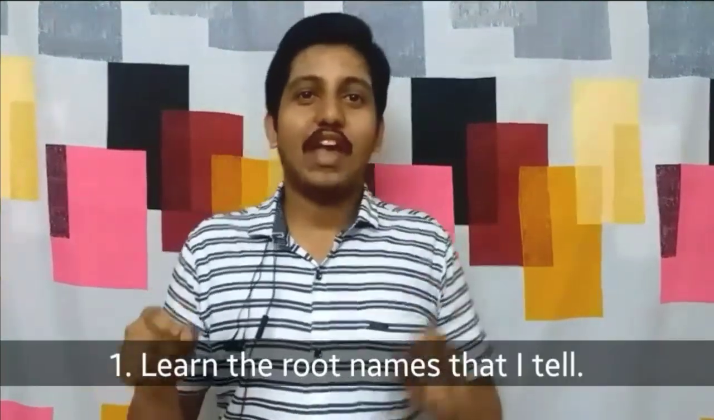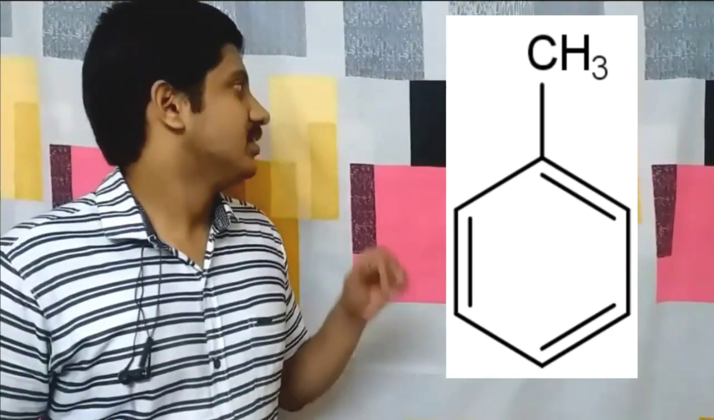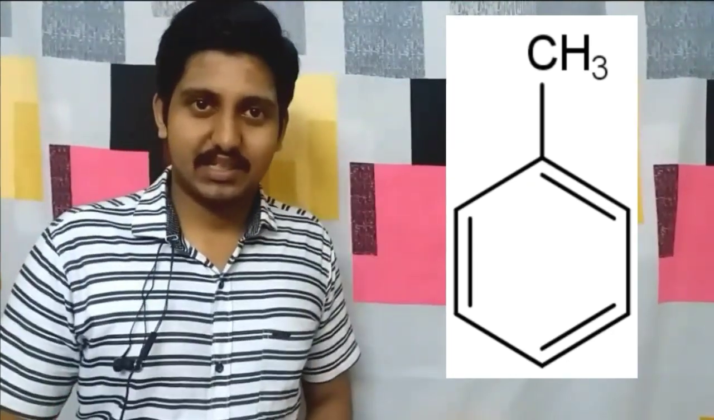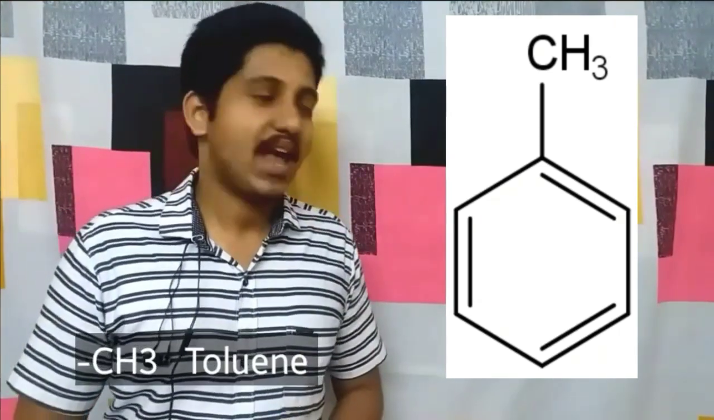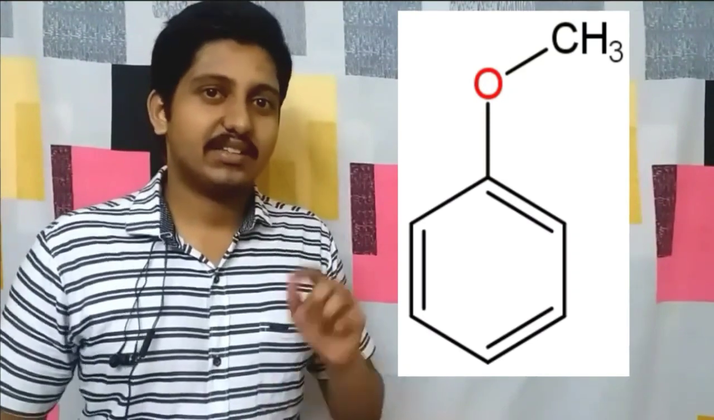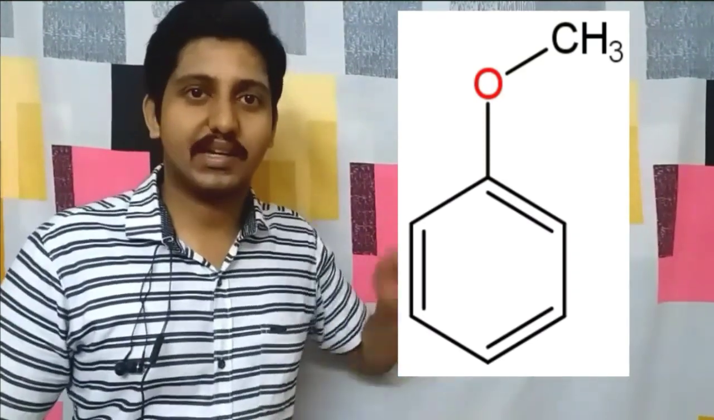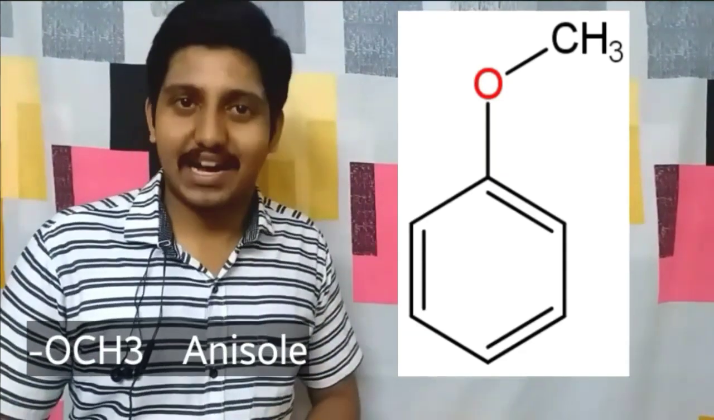First of all, we have to learn certain root names which we have not used till now. That is the derivatives of benzene, and these names are IUPAC acceptable. First of all, let's see methyl benzene. Methyl group attached to the benzene ring, and hence the name methyl benzene. And the name is toluene. And then the next, methoxy linked to the benzene, that is an ether, and its name is anisole.